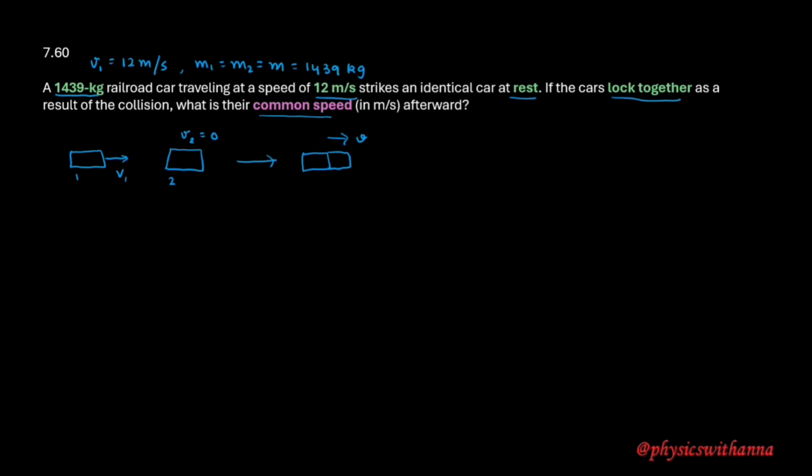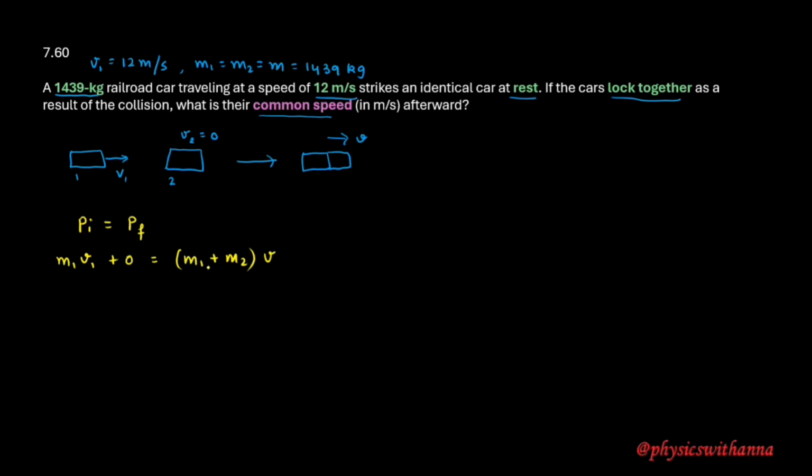Now, this is an example of inelastic collision, and we are going to use the law of conservation of momentum to find the value of v. We know from the law of conservation of momentum, momentum before collision has to be equal to momentum after collision. So momentum before collision is the sum of momentum of railroad car 1 and 2. So we write for car 1 as m1 times v1. Since car 2 is initially at rest, its momentum will be 0. After collision, they stick to each other and move with a common speed v. So we can write their momentum as combined masses of m1 and m2 times their common speed v.